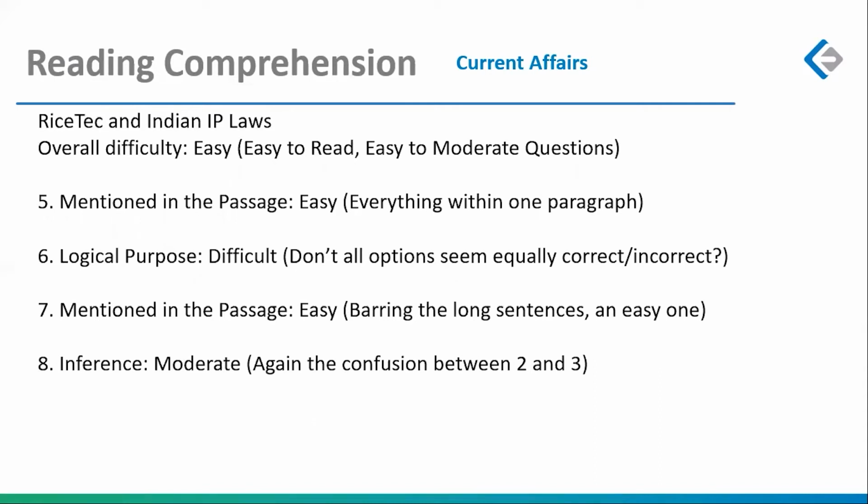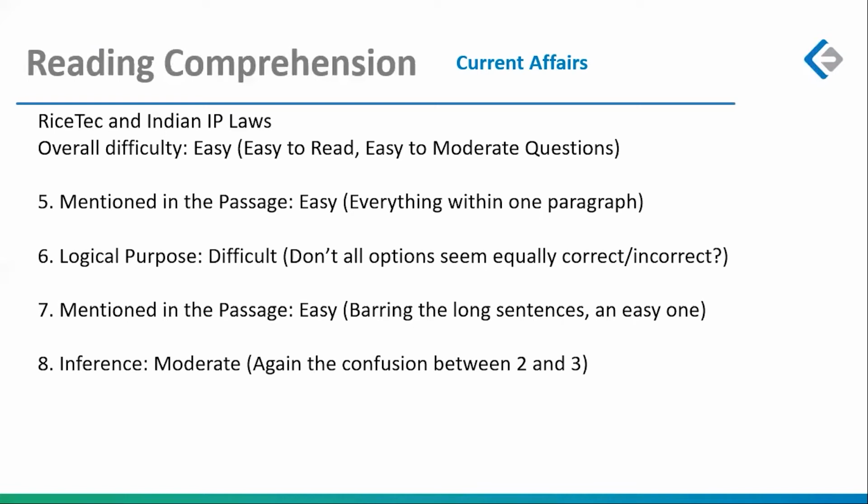Second passage, a dream. The easiest across this test was passage number 2. Easy to read, easy to moderate questions. 4 questions, out of which there was only one difficult question, and even that one was difficult only in a relative sense, because the other 3 were so easy. So two mentioned in the passage questions, both of them very, very easy. Yeah, the 7th one was a bit of a trap because the answer choices were too long, but otherwise it was fairly easy.